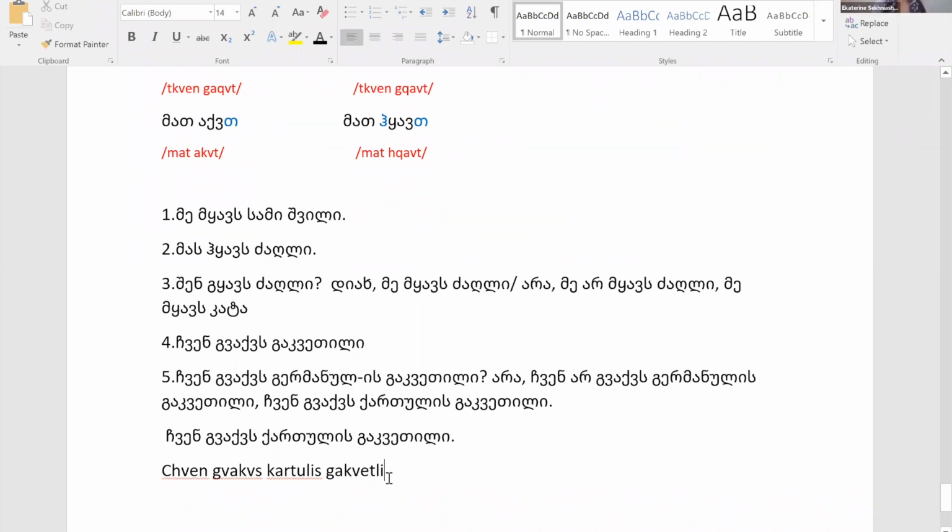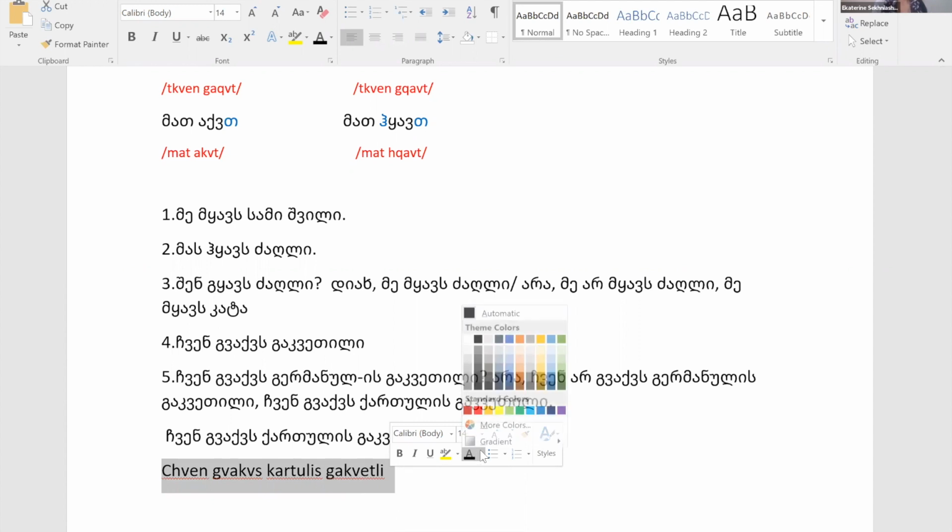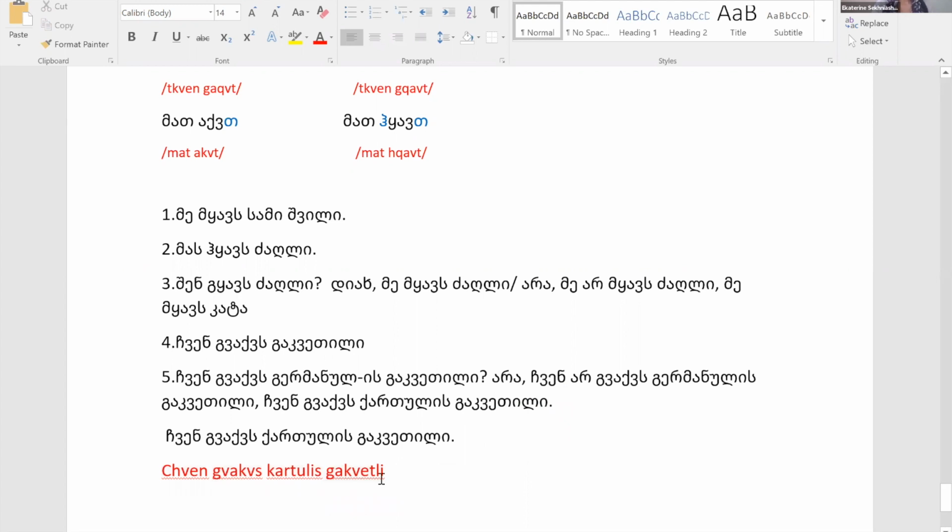Gagwetili is the lesson. Chwen gvags cartulis gagwetili. We are having a Georgian lesson, gibatano. And the negative would have been chwen ar gvags germanulis gagwetili.